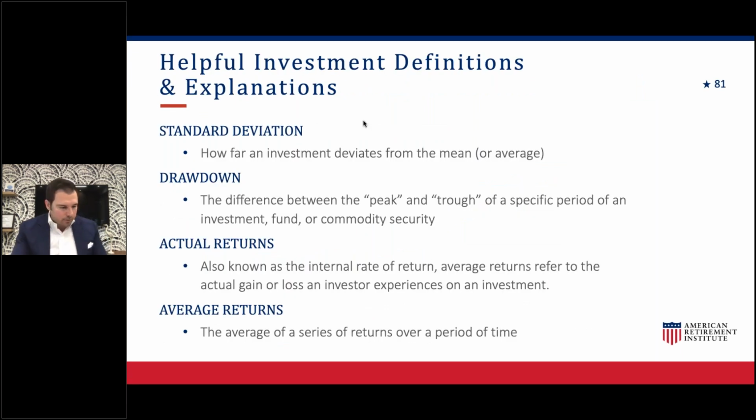We've run out of time here. Just one last page here. This would be on page 81 of the workbook. A couple of definitions here. Standard deviation, how far an investment deviates from the mean or average. Drawdown, that's when you are taking money out of an investment and the difference between the peak, the highs of the market, and the trough, the lows. That drawdown is the difference from peak to trough.